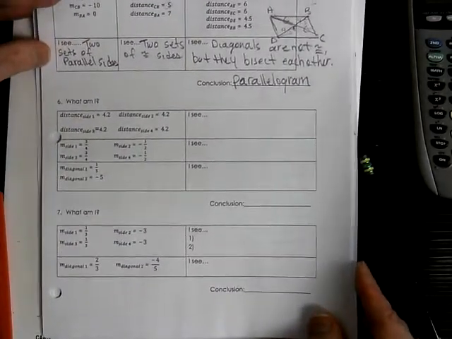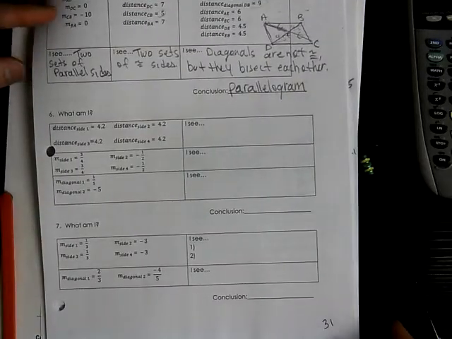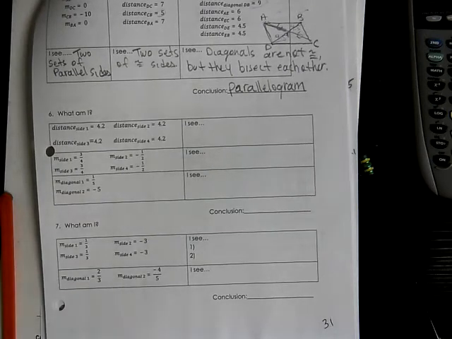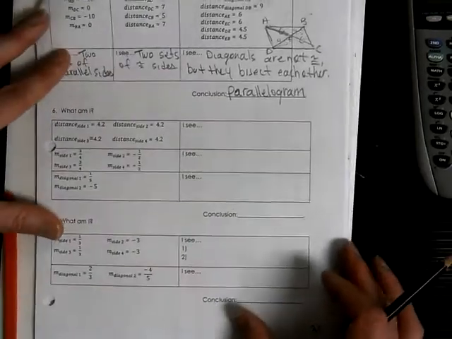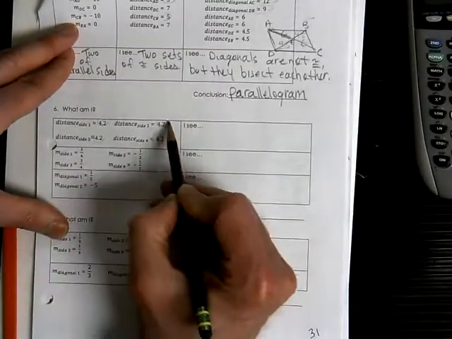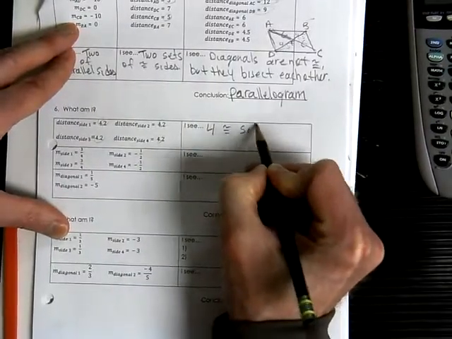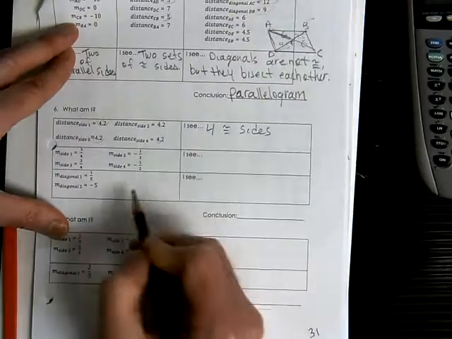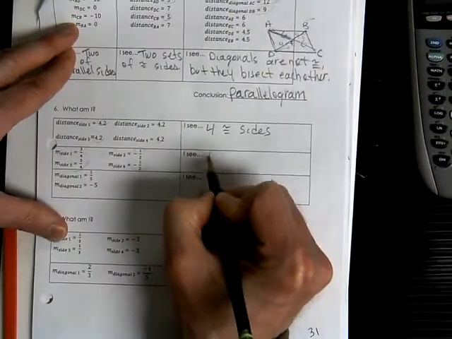All right, let's look at a couple more of these. All right, pause the video. Think about what you see with number 6. Come back. Try to give your explanation. See how we do. So we see 4 congruent sides. I see 2 sides congruent, 2 sides congruent.